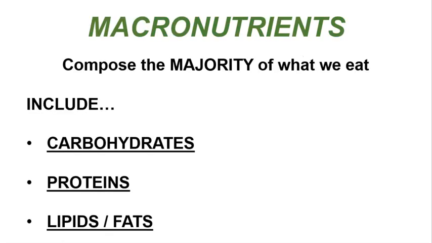There are different types of nutrients. The two major categories that we're going to look at are the macronutrients and the micronutrients. The macronutrients are the nutrients that we require in high abundance in our bodies on a daily basis. And the macronutrients will compose the majority of the nutrient type that we consume in our diet. And these macronutrients include the carbohydrates, the proteins, and the lipids.